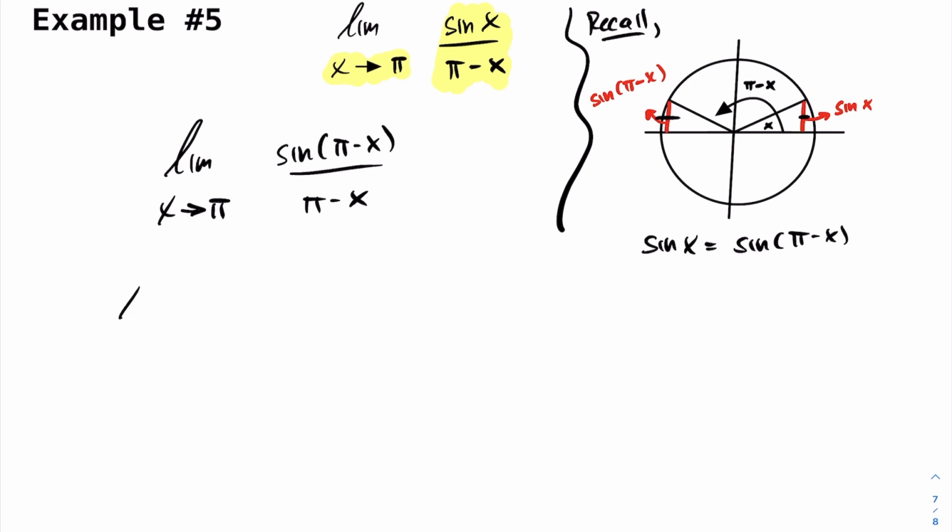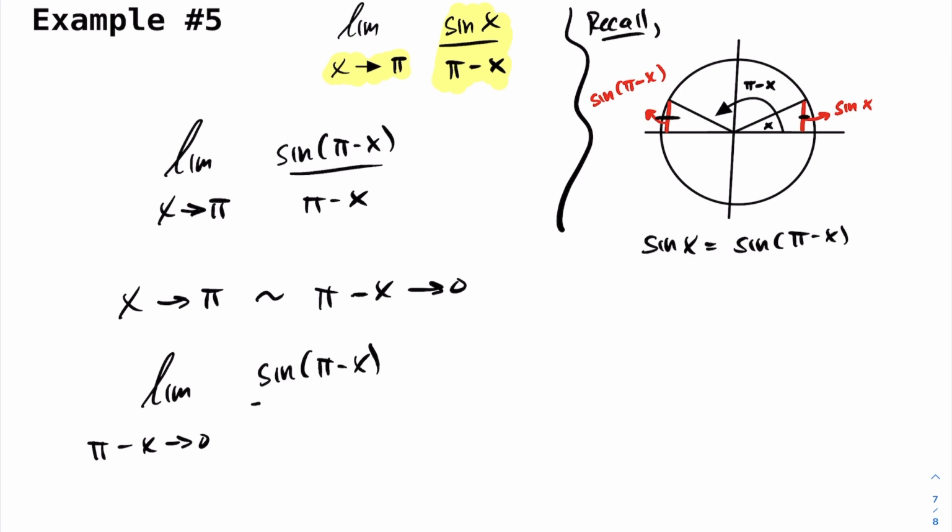Well, saying that x approaches pi is equivalent to saying that pi minus x is approaching 0. So therefore we can change this to the limit as pi minus x approaches 0 of the sine of pi minus x over pi minus x. In which case here, by definition, the limit of this expression would be 1.